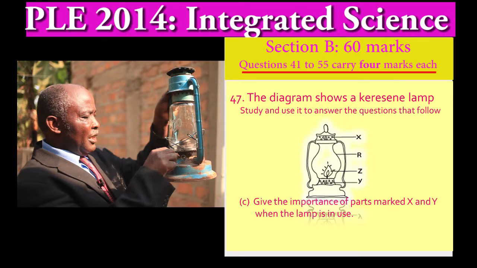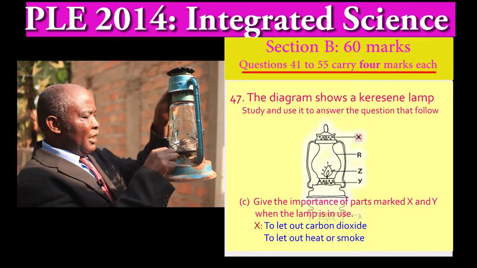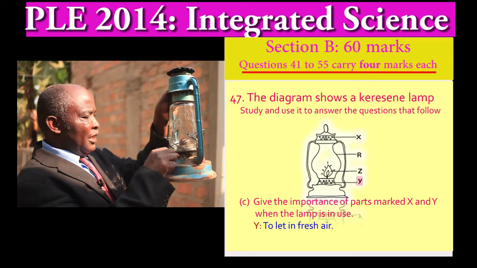C. Give one importance of the part marked X and Y when the lamp is in use. Part X. To let out carbon dioxide, to let out heat or smoke. Part Y. To let in fresh air.